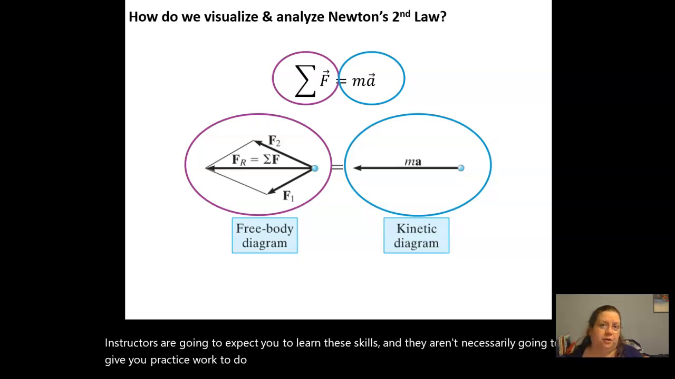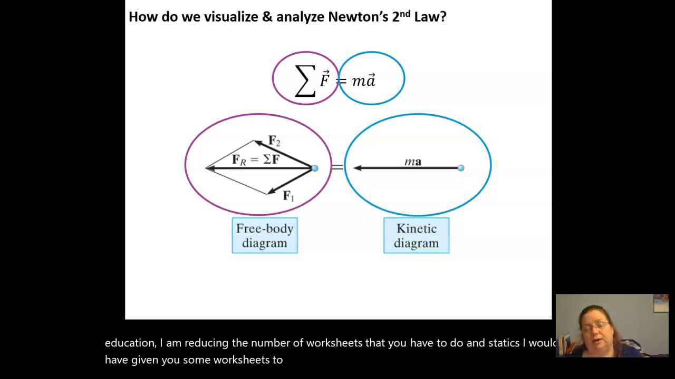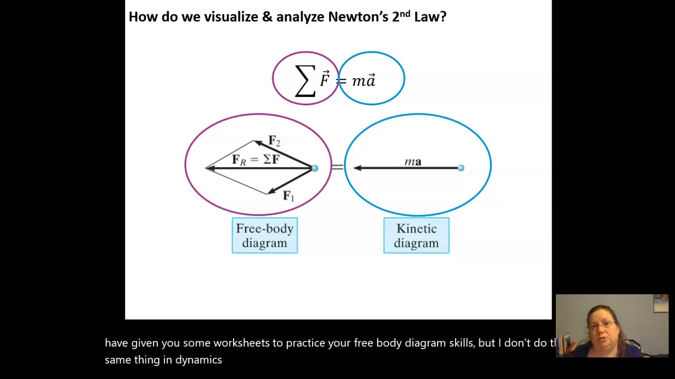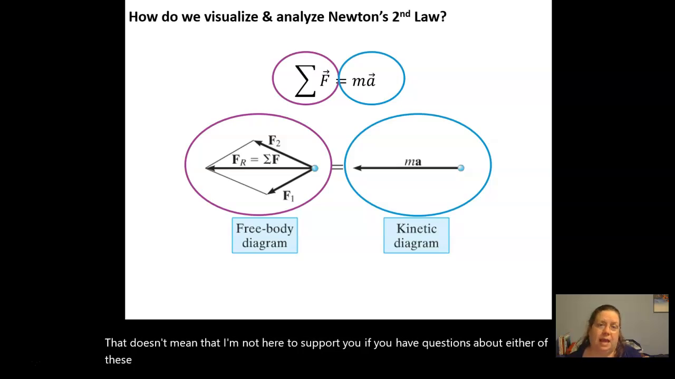So to try to prepare you for your years 3 and 4 education, I am reducing the number of worksheets that you have to do. In statics, I would have given you some worksheets to practice your free body diagram skills, but I don't do the same thing in dynamics because I'm trying to get you to become a more independent learner. That doesn't mean that I'm not here to support you. If you have questions about either of these diagrams, I'd be more than happy to answer them for you.